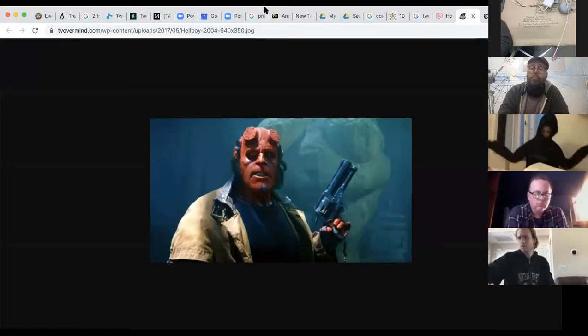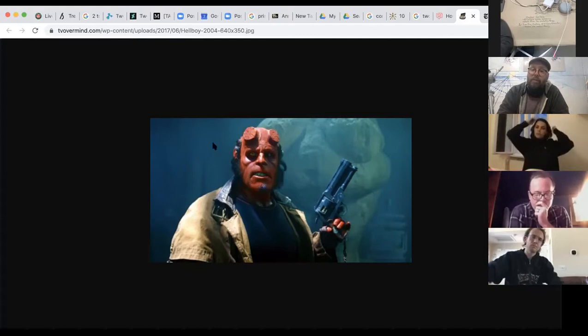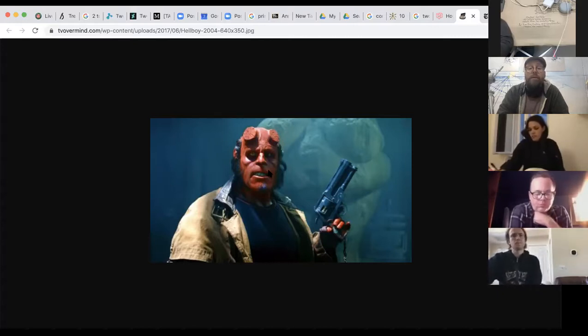Here's an image from Hellboy. We've got this blue and this red together. Again, the same thing. The blue-green here is given the most range in order to give the red the most importance.